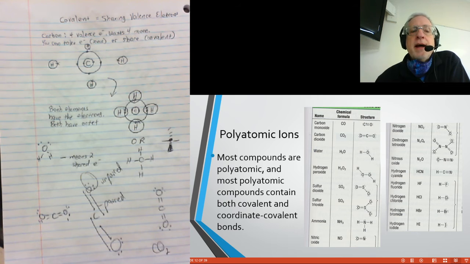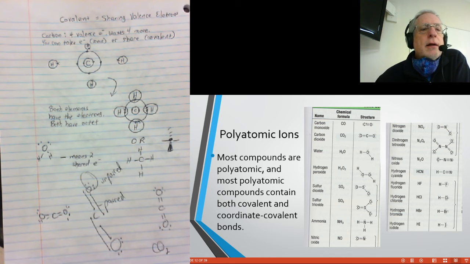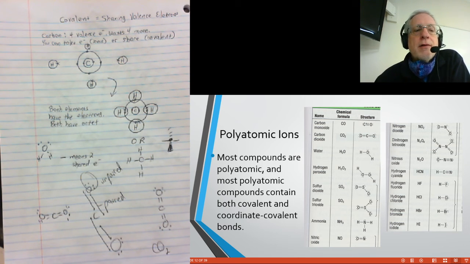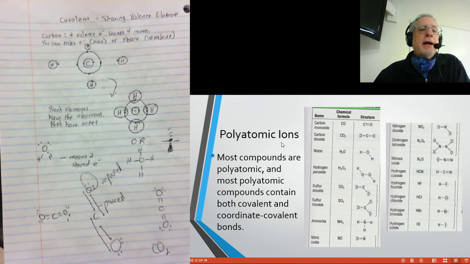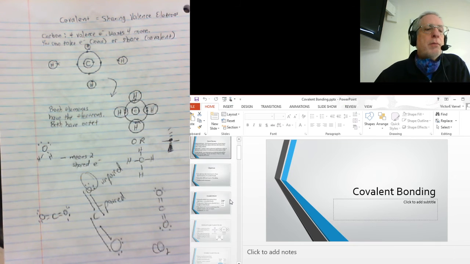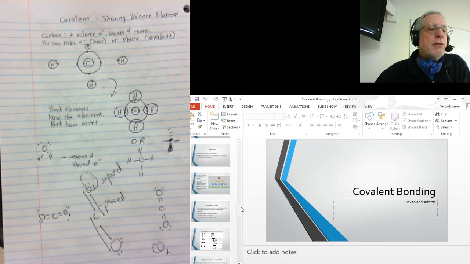So here are some of the polyatomic ions with their structures taken out of the book. You can see that many of them, not all of them, contain both bond types, like dinitrogen tetroxide. And actually the picture there is not polyatomic ions. The picture there is molecular compounds. But most compounds are polyatomic, and most polyatomic compounds contain both covalent and coordinate covalent bonds. And I need to change the title of this because it wasn't supposed to be polyatomic ions. It was just supposed to be polyatomic.